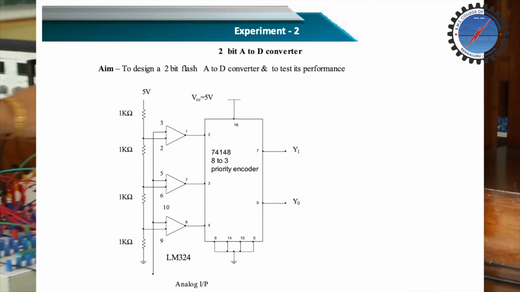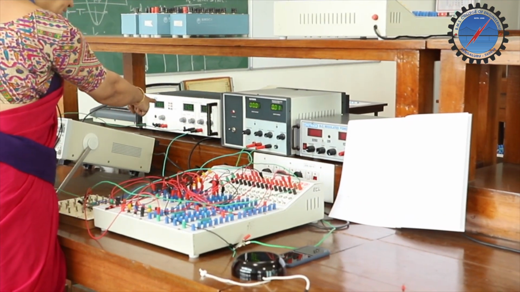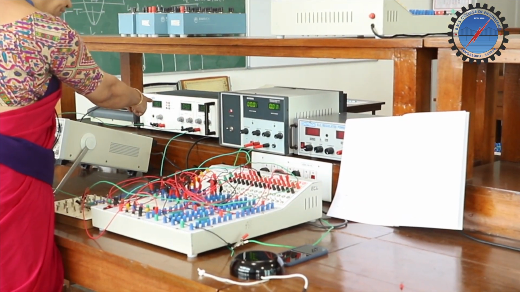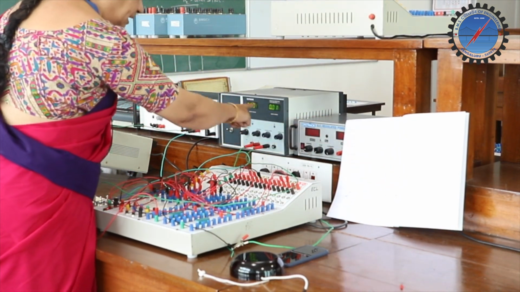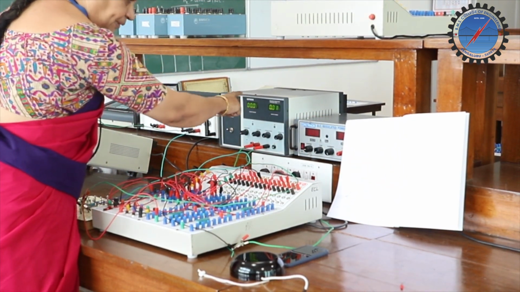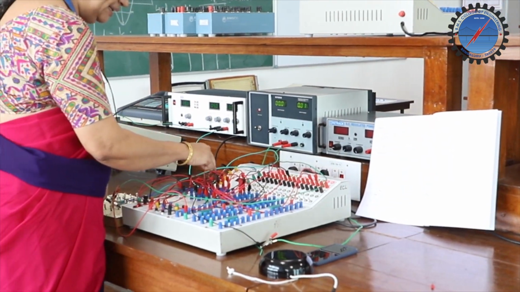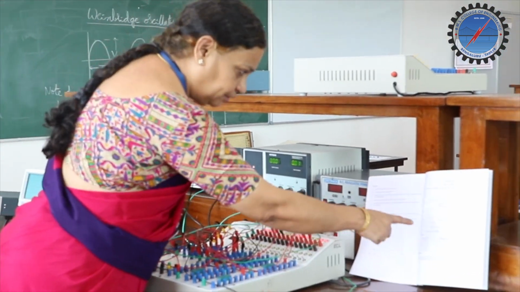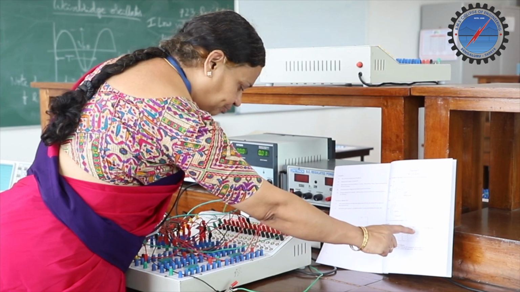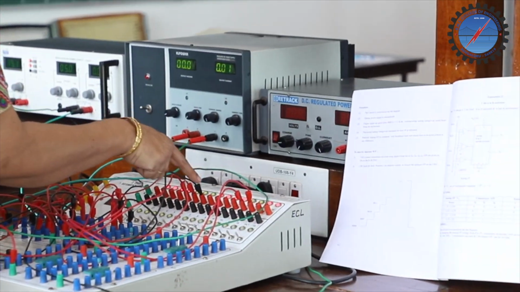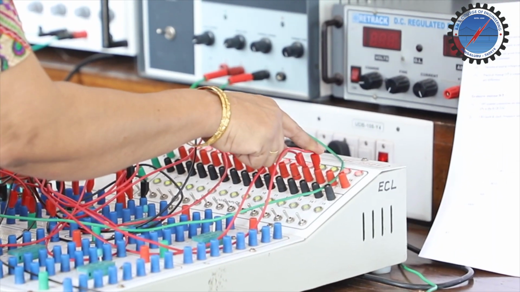Observe here, for the 3 comparators, this is the fixed DC voltage of 5 volts that we have given, and the analog input, which is variable, is given from this power supply. The priority encoder is connected in the trainer kit. The comparator has 3 outputs, B2, B1, B0, shown here, and the encoder outputs Y1 and Y0 are also shown.